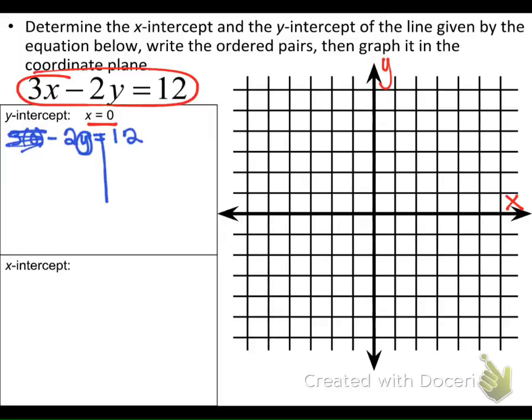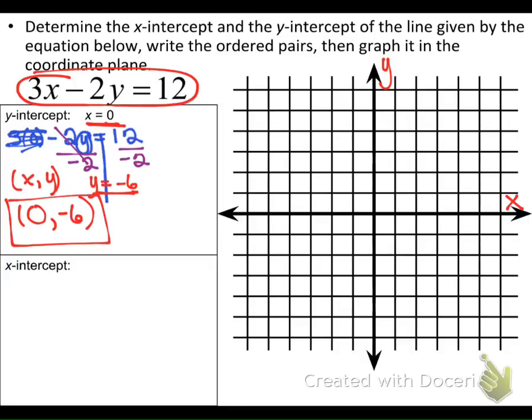And then I'm going to go ahead and solve and get the y by itself. I do that by dividing by -2 on both sides. So I'm going to end up with y equals -6. So now I need to write my ordered pairs. Remember, in ordered pairs, you have an x first, then the y. So my x value, again, is 0. Then my y value, when we solved, is -6. So my ordered pair is 0 and -6.